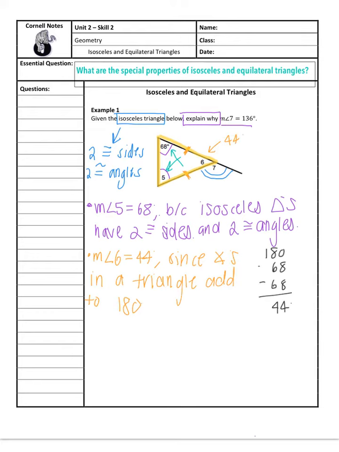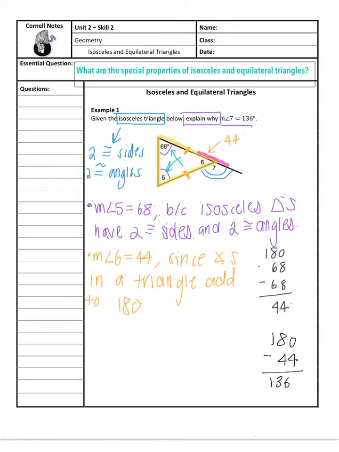And again, if you think back to that last video that we talked about, angles on a straight line have to add up to 180. Well, 6 and 7 are on a straight line. So if I know what angle 6 is, I can go ahead and find what angle 7 is, again, by subtracting from 180. So 180 minus the 44, this time I am in fact left with 136.